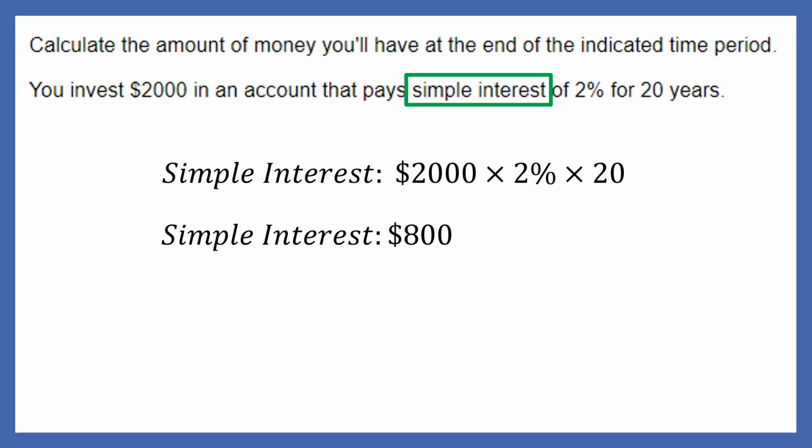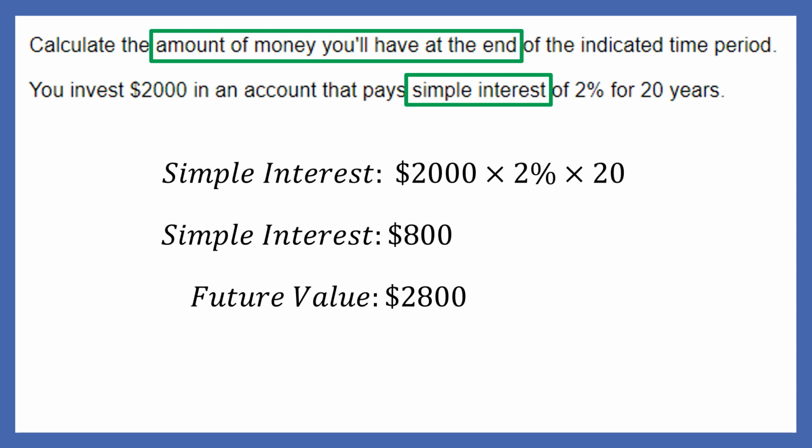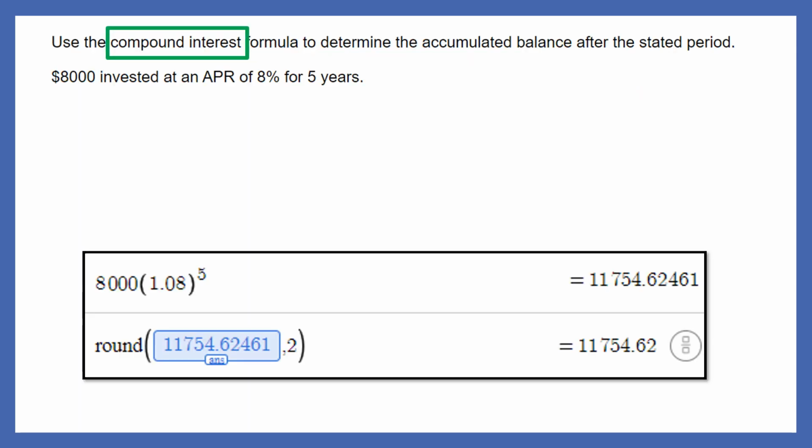However, that $800 ends up being just the profit. The question says, how much money will we have at the end? We're going to have $2,800 because we have to add the $2,000 we started with. Use the compound.